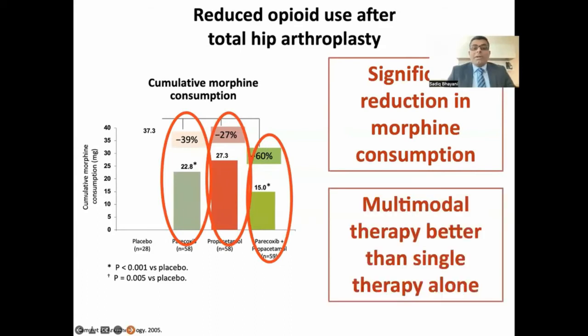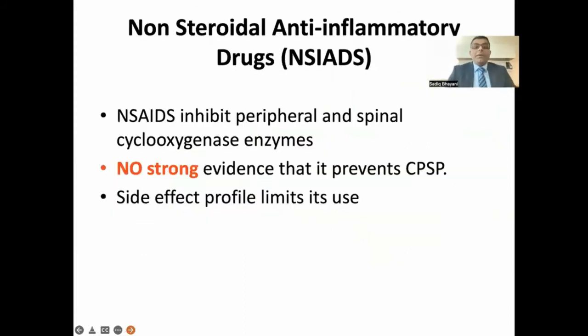So use it as part of multimodal therapy rather than using it on its own. Anti-inflammatory drugs reduce pre-spinal, also peripheral and spinal cyclooxygenase enzymes. There's no strong evidence at present whether it prevents the chronicity of chronic post-surgical pain, and its side effect profile limits use. But if the patients are fit, young and healthy and they're undergoing surgery, then you can use IV or oral.